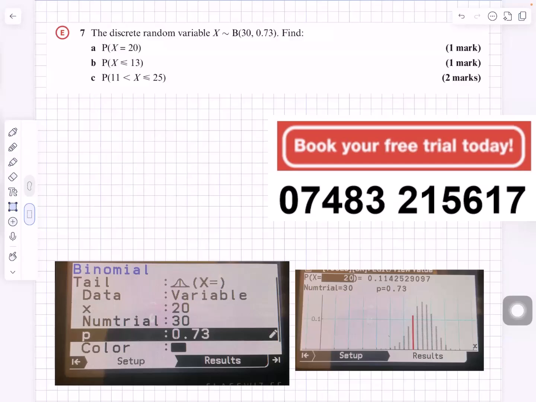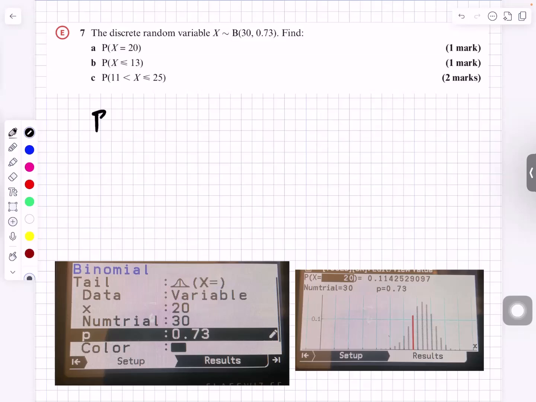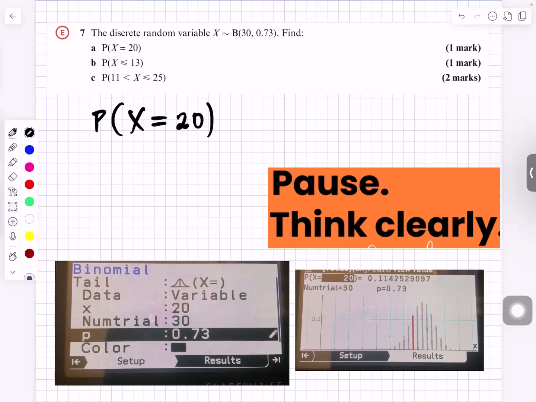So the discrete random variable x is distributed binomially 30, 0.73. Find the probability of x is equal to 20. So we want the probability of x equals exactly 20. So this is a binomial distribution.